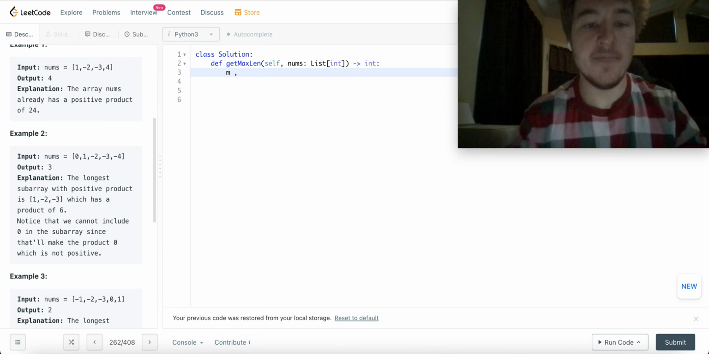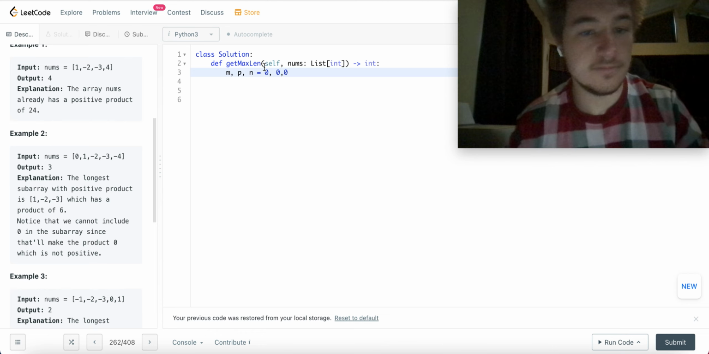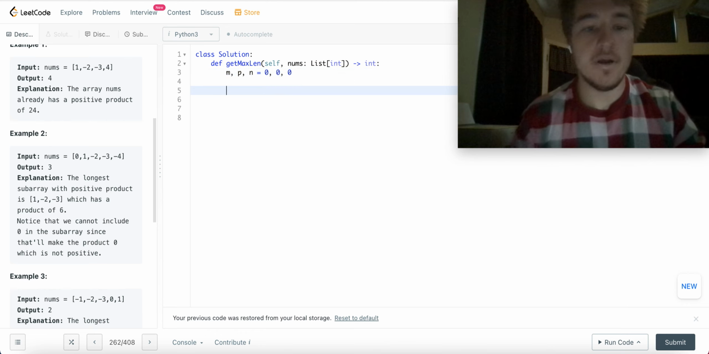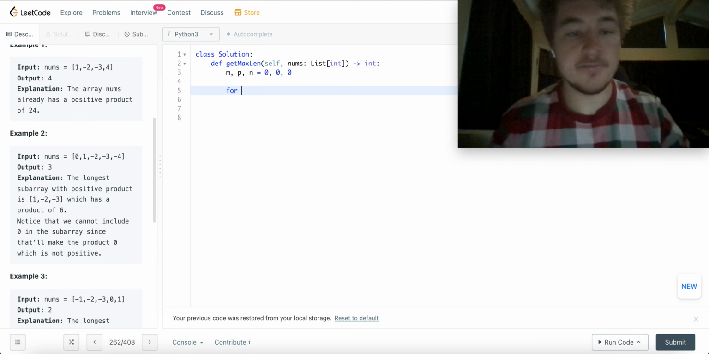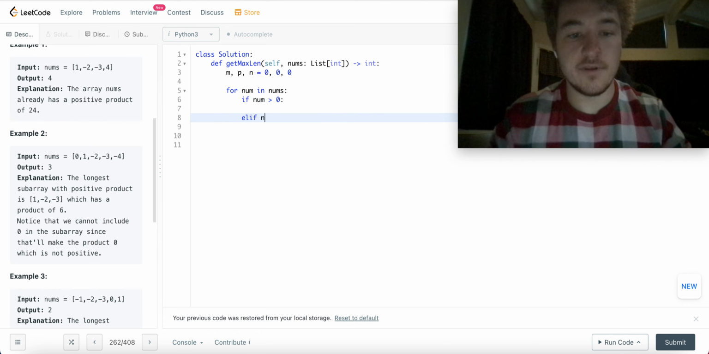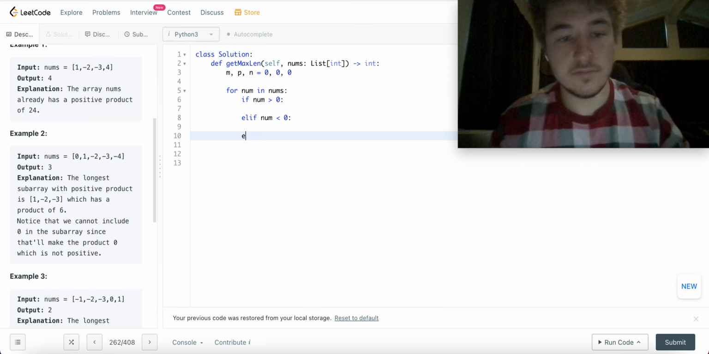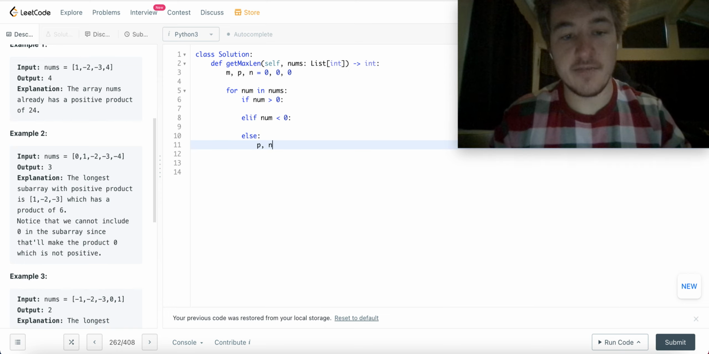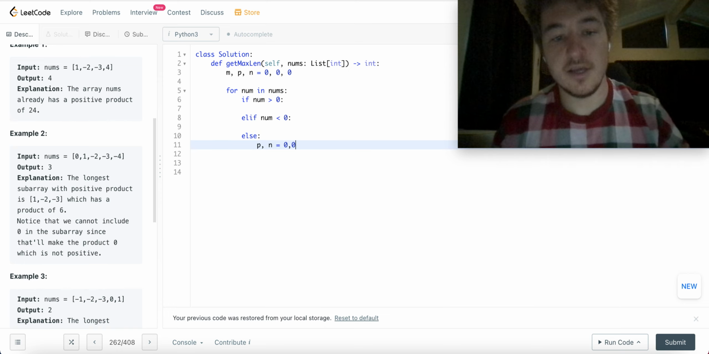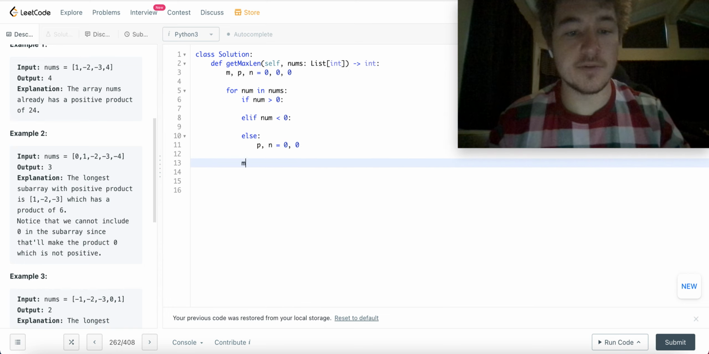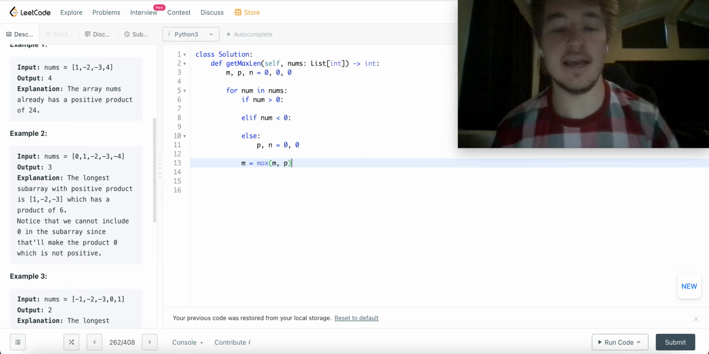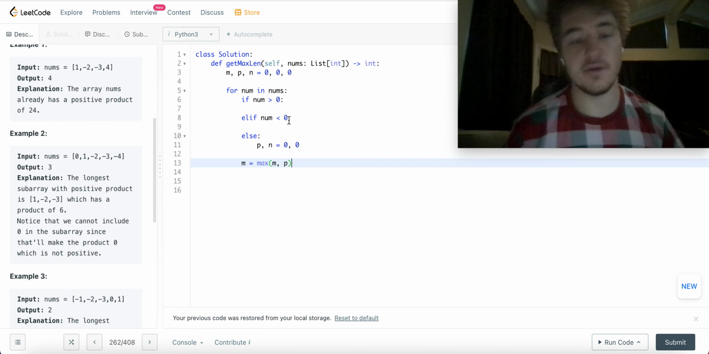Okay, so we'll say m, p, and n equal 0, 0, 0. And then we'll look at each num in nums. So if num is greater than 0, else if num is less than 0, else. Let's do this first, right? If this is the case, we just set p and n equal to 0, 0. And then after each check, we'll say m equals the max of m and the longest subarray ending at an index, which would be the positive value here.